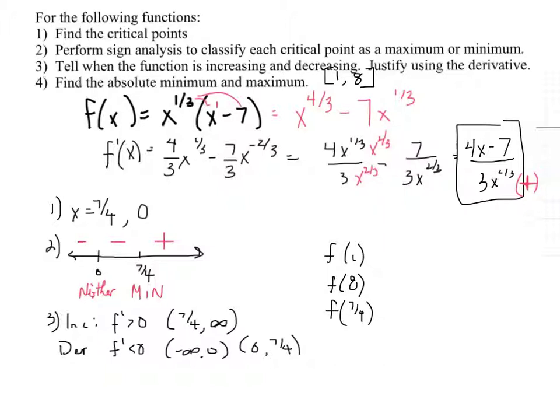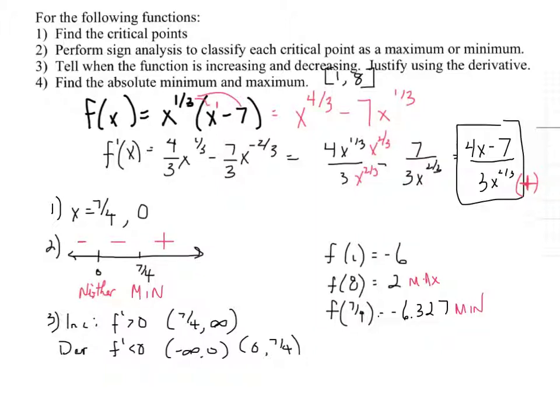Well, f of 1 is pretty easy to do in my head because 1 to the 1/3 is 1, 1 minus 7 is -6, so it's just -6. 8 to the 1/3 is 2, so 2 times 1, this is just 2. And 7/4, that one I'd actually have to type in my calculator, and I get negative 6.327. Okay, so my maximum value is 2, my minimum value is right there.